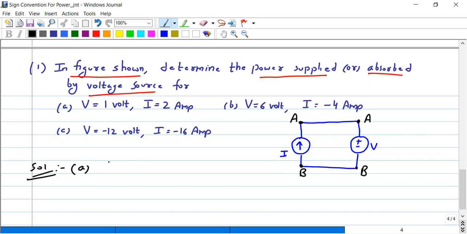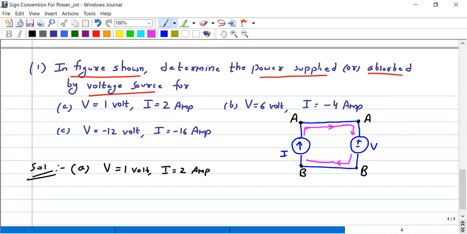Now let us find out. The first bit says that if voltage V is 1 volt and current is 2 amperes, determine power. Now come to the figure. Here we see that current is coming like this. The direction of the arrow indicates the direction of current, that you keep in mind. The arrow indicates that current is going upwards, towards A. It is going like this, and then current is entering like this, and then it is going like this.